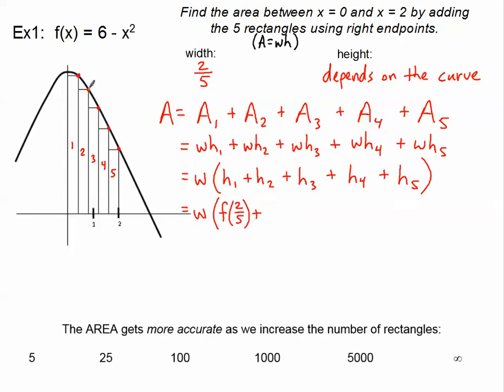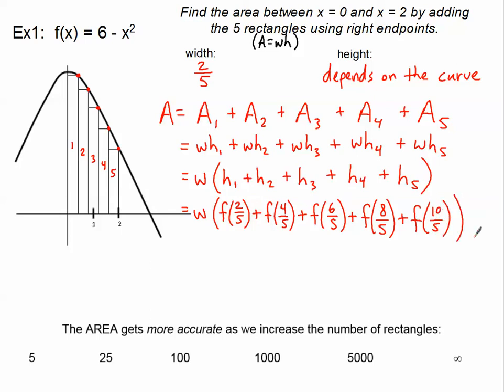The second height is this point right here. And that's, of course, the second width. So it's not 2/5, it's 2/2, which is 4/5. So f of 4/5 would be our second height. Our third height is right here, and that's 2/5, 4/5, 6/5. So f of 6/5 would be our third height. And following this pattern, of course, f of 8/5 would be our fourth height, and f of 10/5 would be our fifth height. I understand that 10/5 is 2, but I'm going to leave it in terms of fifths.